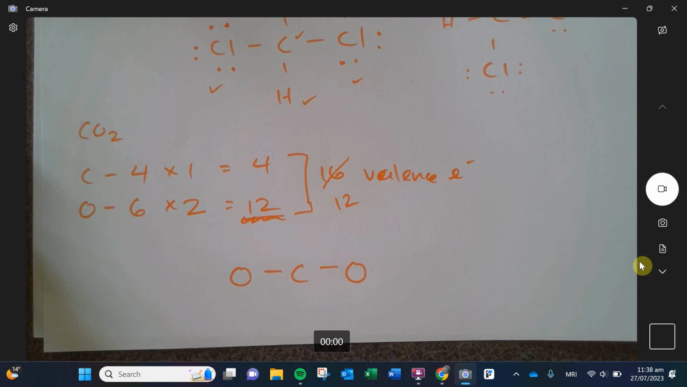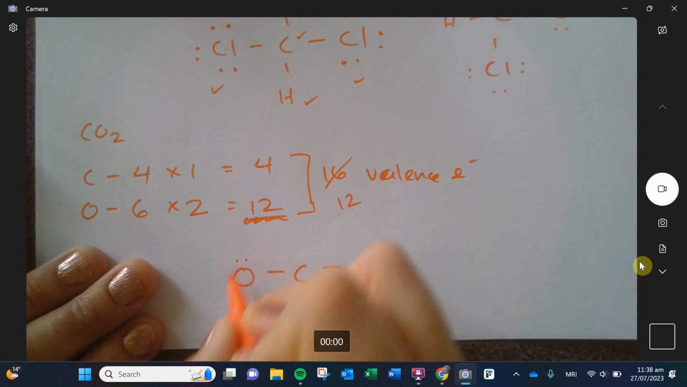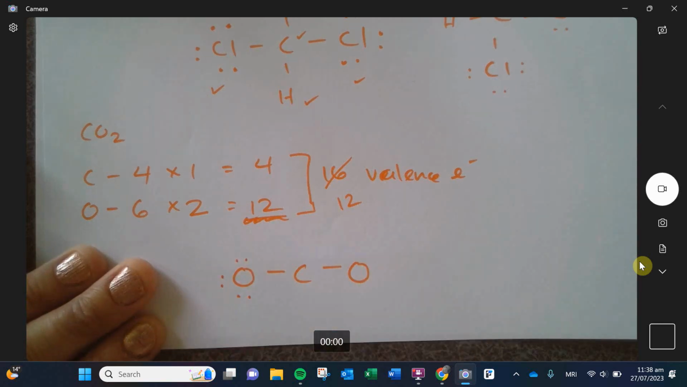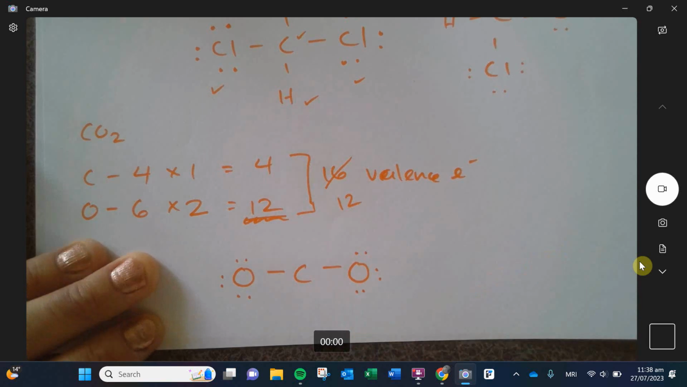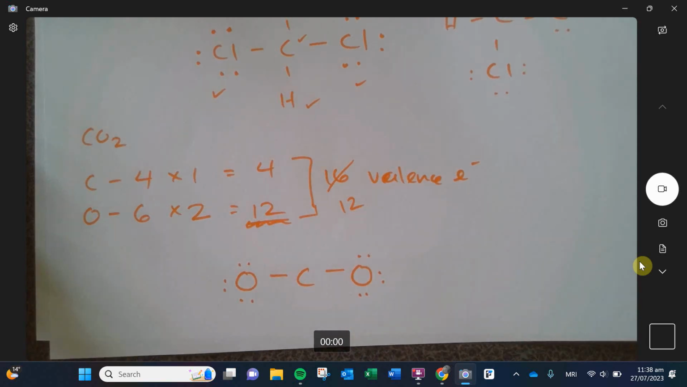Now I go outside going in, so I'm going to start with the oxygens. 1, 2, 3, 4, 5, 6. That one's stable now. 1, 2, 3, 4, 5, 6. That one's stable now. I have a problem though. I look at carbon here, and carbon only has 2, 4. It has not met the octet rule. It needs to be at 8.